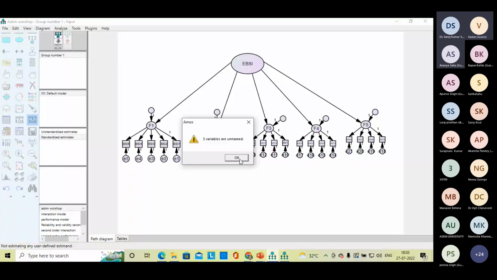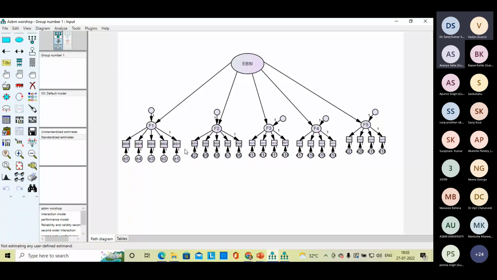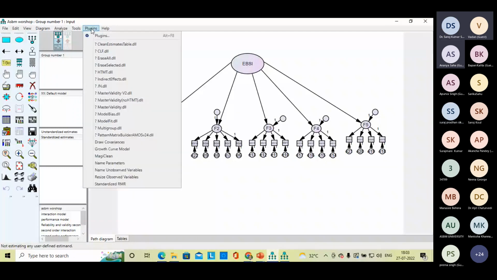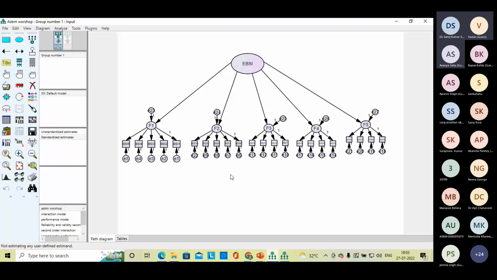Sorry, another step I have forgotten. See, the errors I have not named. The 5 errors I have attached, I have not named. So you have to name them. Go to the plugin, name the unobserved variable. Look at here, go to the plugin, click on unobserved variable. Now the 5 error terms you have attached just now will be automatically named. Now save it. Saved it. Then let me click on calculate estimate. Now yes, estimation is going on.